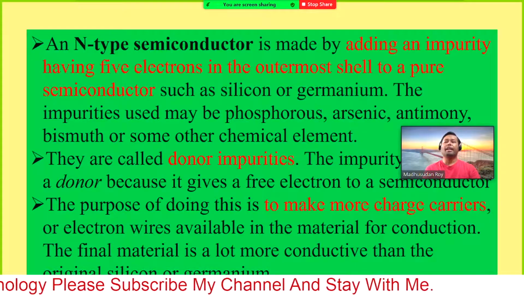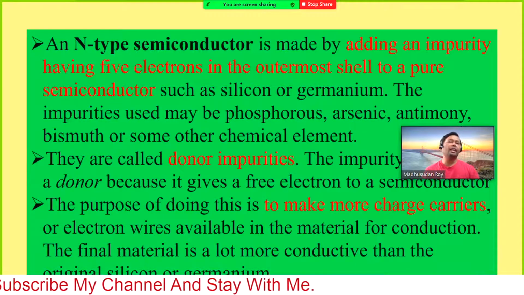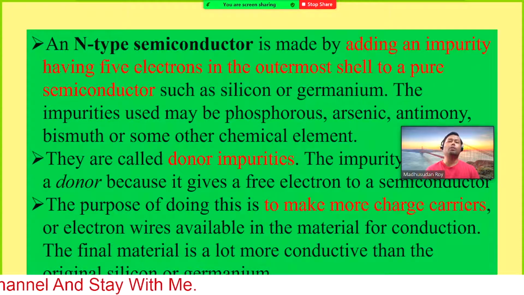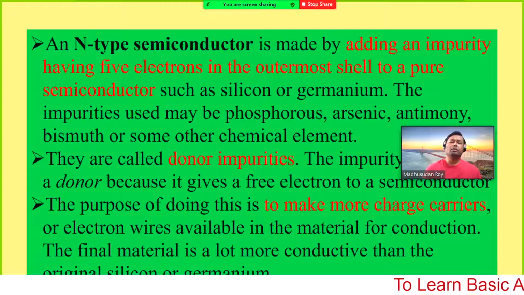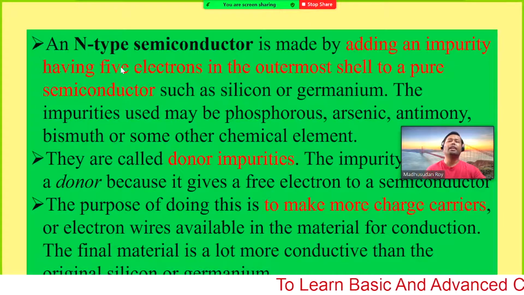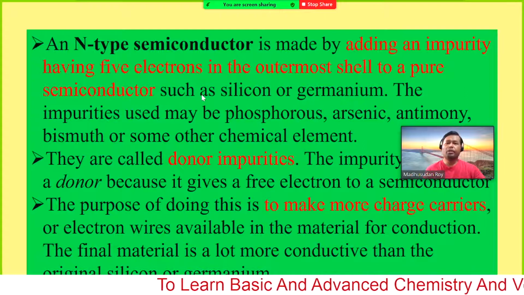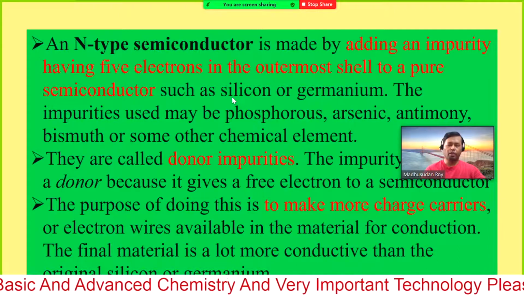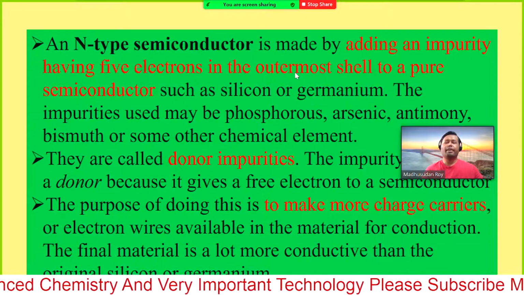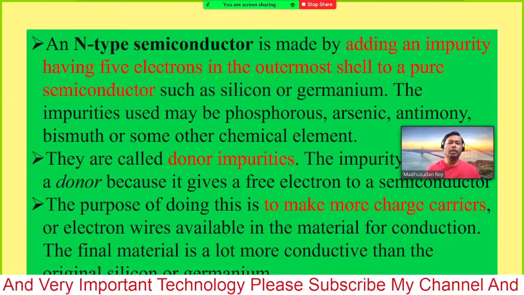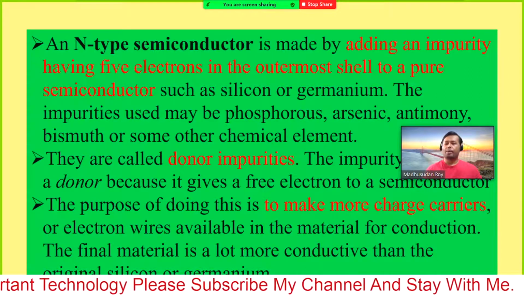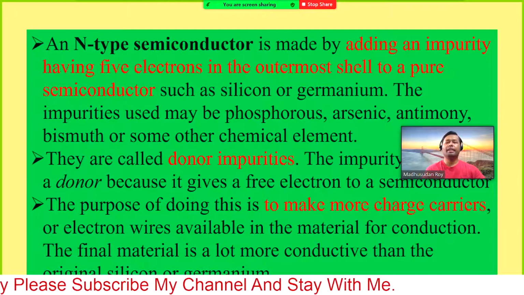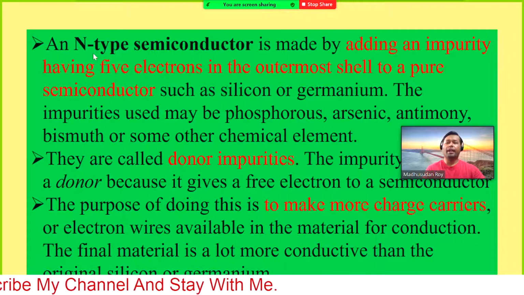Let's see: an n-type semiconductor is made by adding an impurity having 5 electrons in the outermost shell to a pure semiconductor such as silicon or germanium. So this is the main point, how we can prepare an n-type semiconductor. This is our pure semiconductor, silicon or germanium. If we add a pentavalent atom, which has 5 electrons in the outermost shell, to the pure semiconductor, we can have an n-type semiconductor.